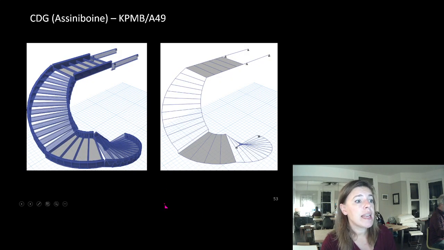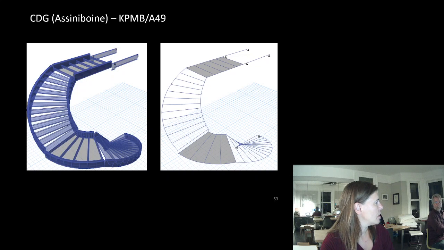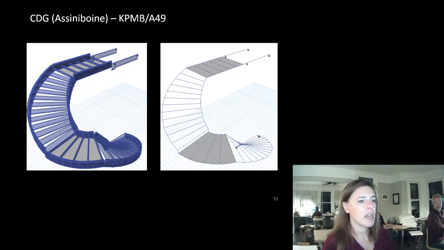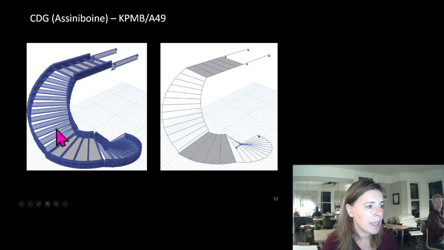So here is the model for this stair. It is a curved stair, but this doesn't do justice to the size of it. What was the radius on this? 3 meters? 4 meters? The Assiniboine stair. The radius was like 4 meters. I think from this inner point to here is 4 meters. So this is a gigantic stair.